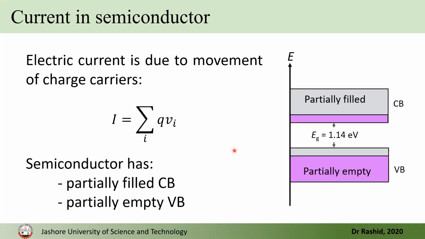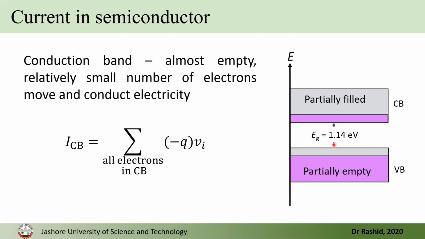Now we know in semiconductor there is a partially filled conduction band and a partially empty valence band. So we want to calculate the current in each of the band. So let's start with the conduction band. We will have a very small number of electrons here. Now if we just sum over the electrons, we consider all of the electrons, then we will have the current from the conduction band.